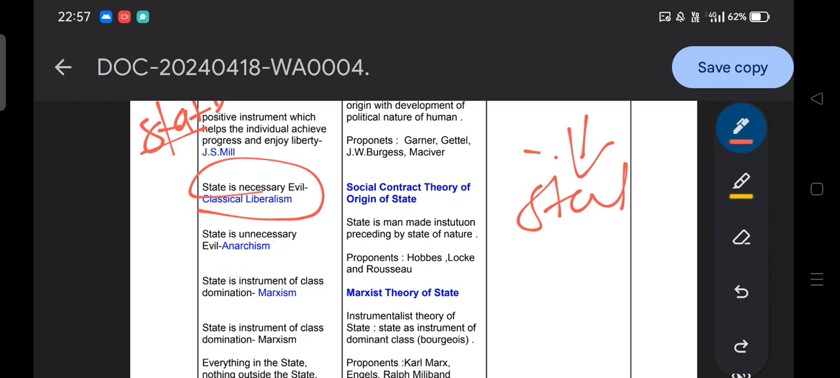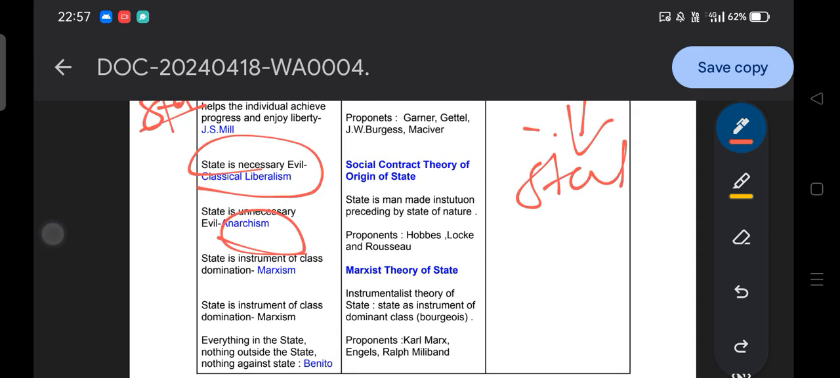Then next, the state is an unnecessary evil. This is said by anarchism, because they consider the state a symbol of evil, doing wrong things, and the state is not necessary. They believe in a stateless society. That's why the state is an unnecessary evil. Simply you can remember.